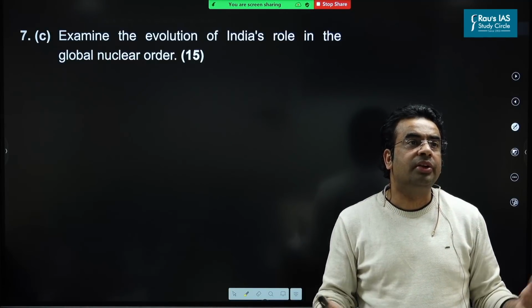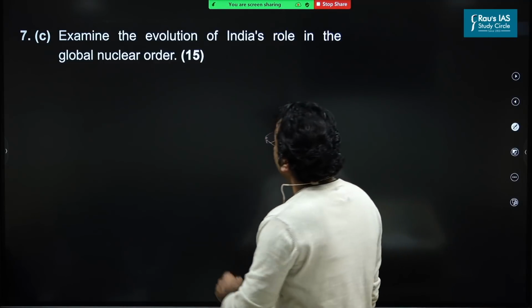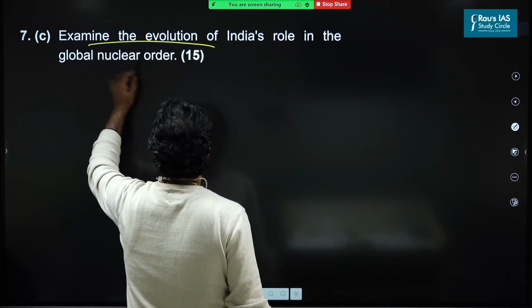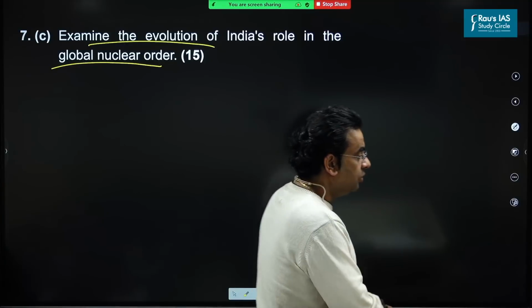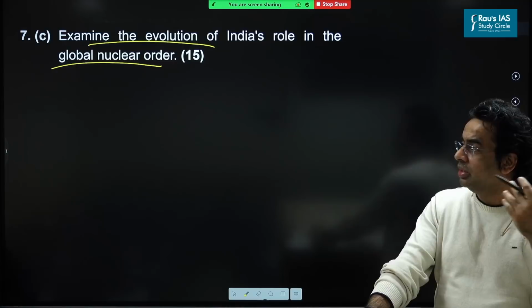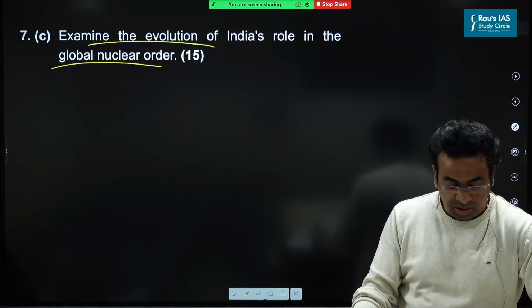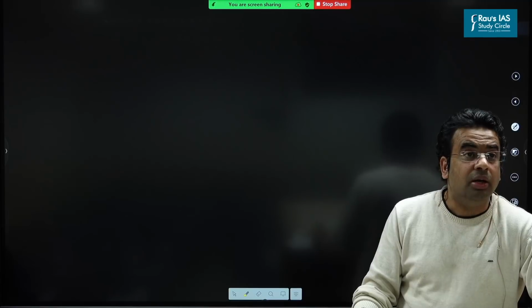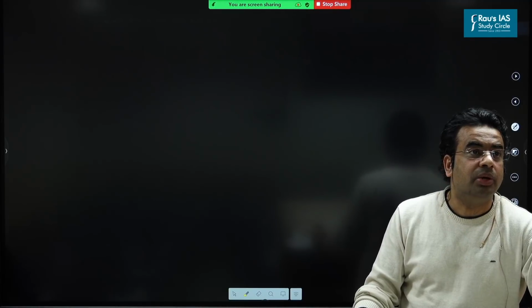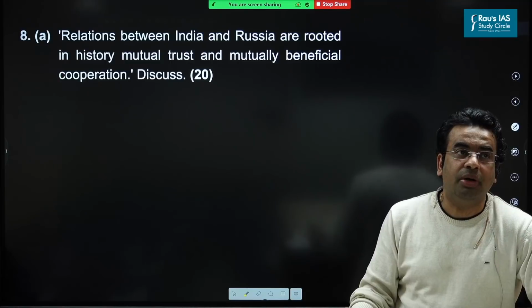Then, examine the evolution of India's role in the global nuclear order. Examine the evolution. To understand this, you should be aware of issues like PTBT, NPT, CTBT, why India did the nuclear weapon test and all. A direct question, nothing technical.